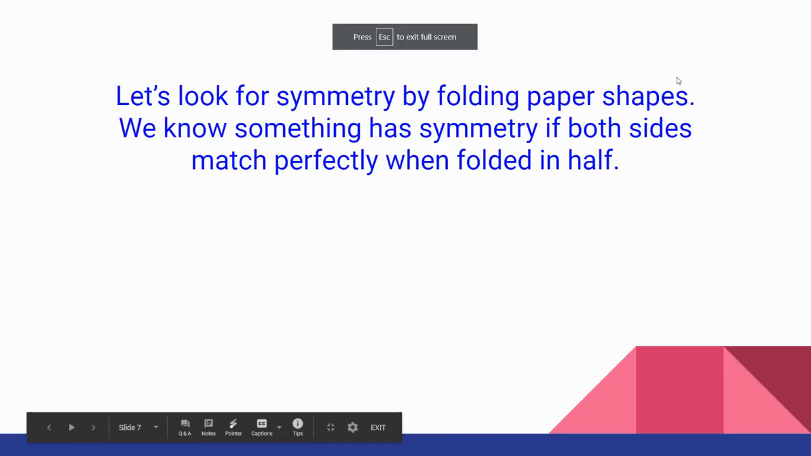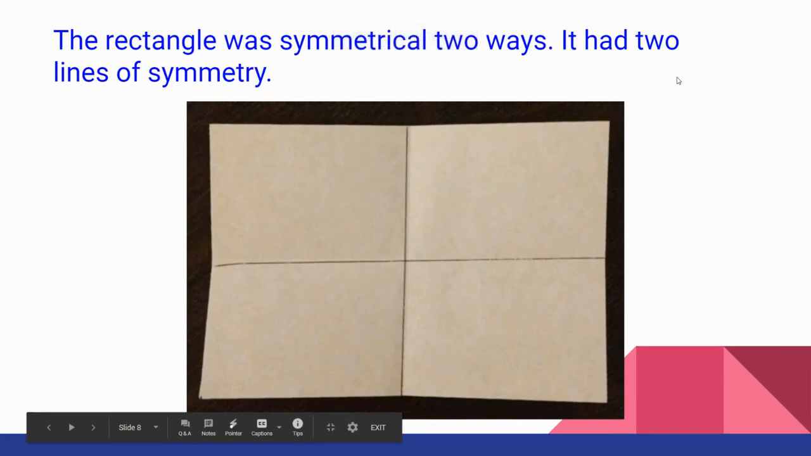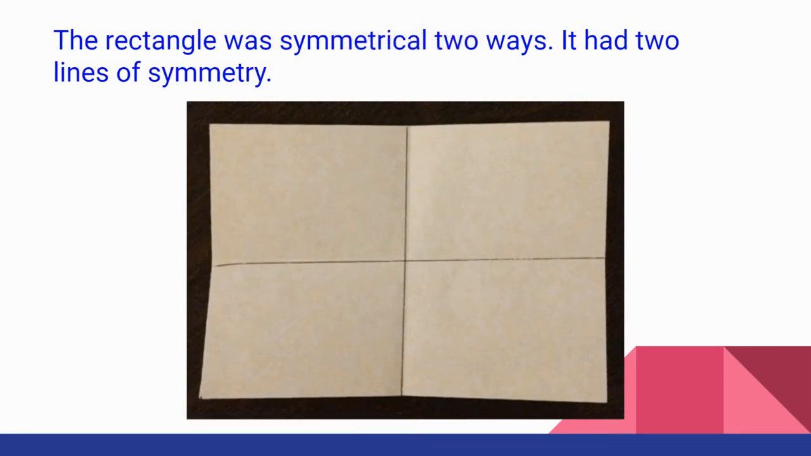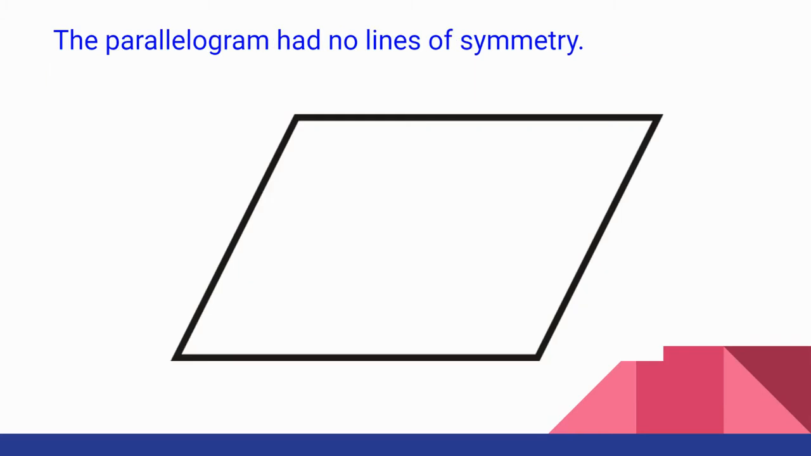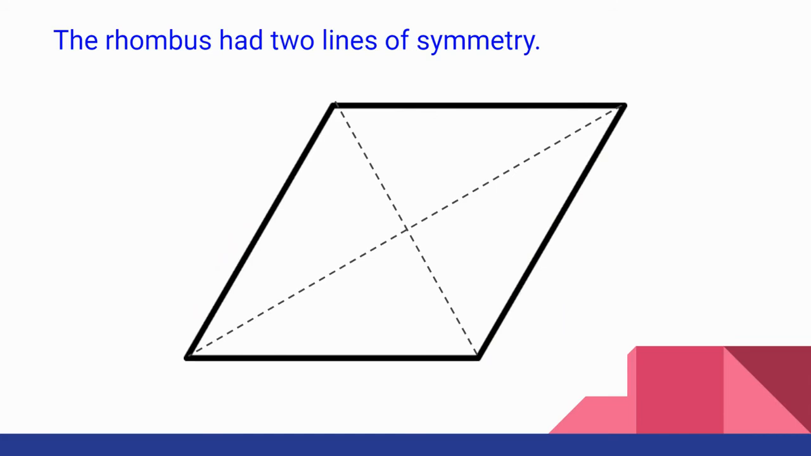Okay, so now we're back after we've done some folding. And let's just go over what we found. So the rectangle was symmetrical in 2 ways. It had 2 lines of symmetry. So a rectangle has 2 lines of symmetry. The square was symmetrical in more ways. It had more lines of symmetry. So we folded it and found more ways, 4 ways, I think. The parallelogram had no lines of symmetry. The rhombus had 2 lines of symmetry.